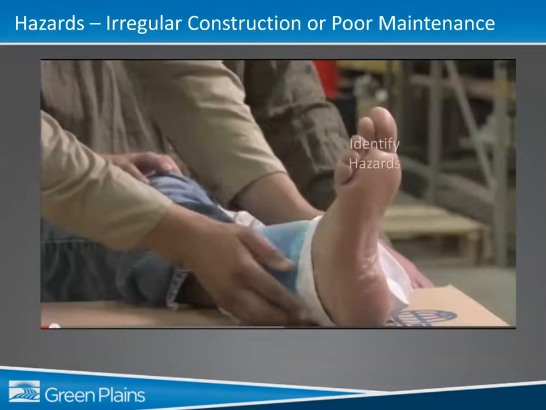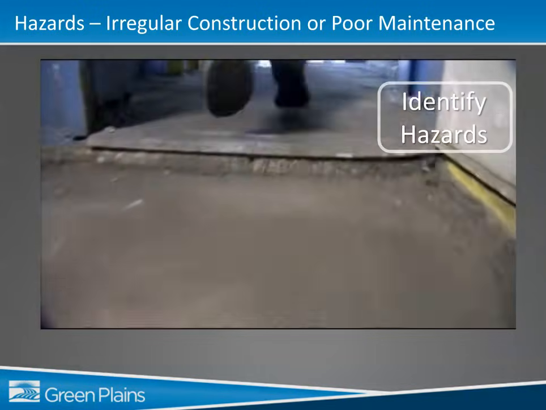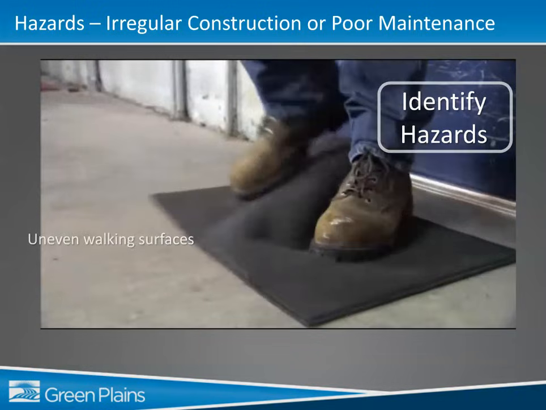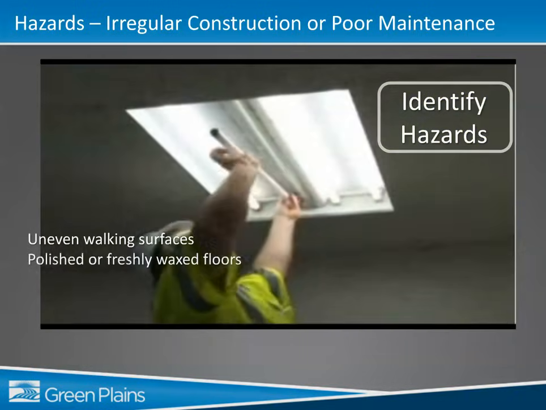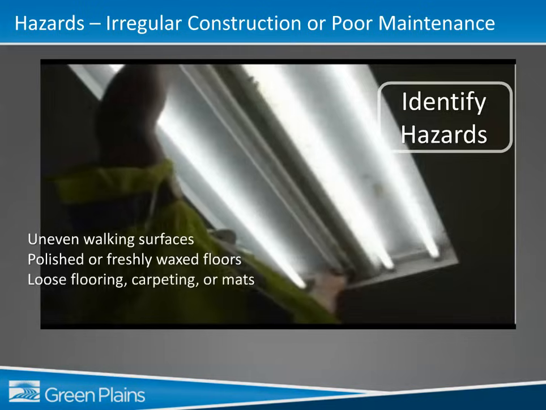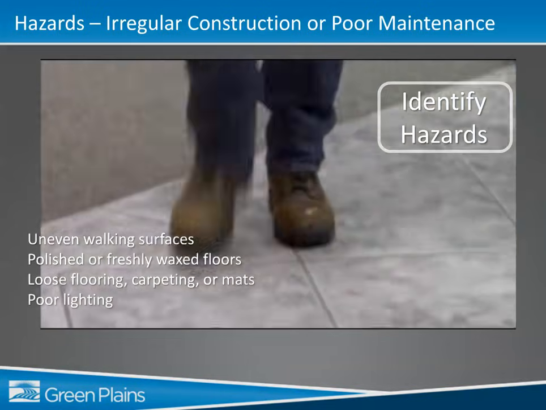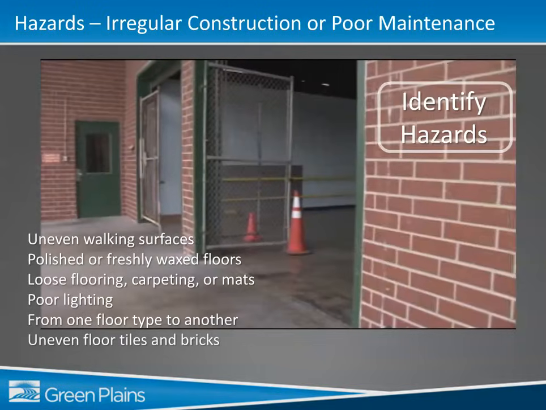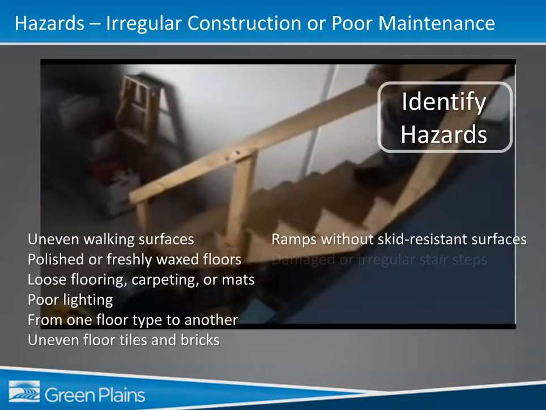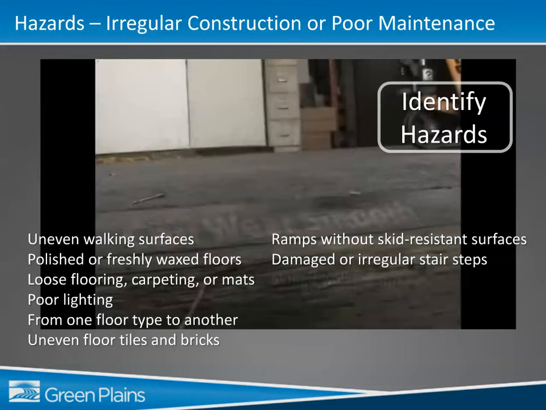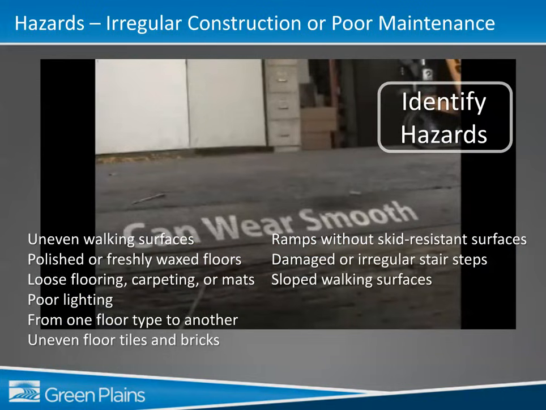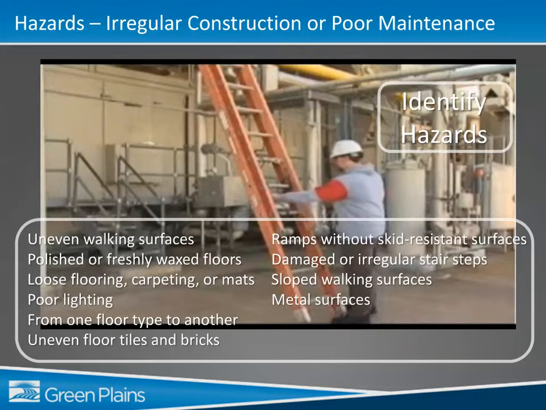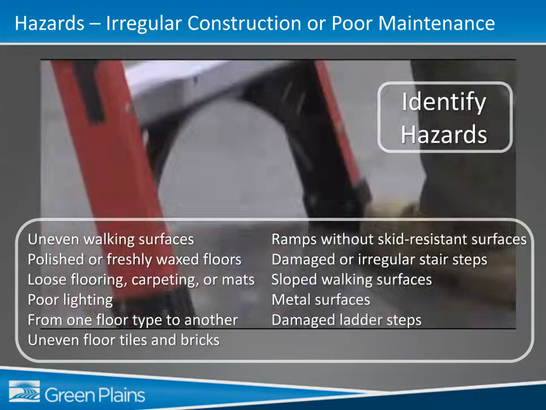Irregular construction elements or poor building and property maintenance can promote hazards for slips, trips, and falls, such as uneven walking surfaces, polished or freshly waxed floors, loose flooring, carpeting or mats, poor lighting, transitions from one floor type to another, missing or uneven floor tiles and bricks, ramps and gangplanks without skid-resistant surfaces, damaged or irregular stair steps, no handrails, sloped walking surfaces, metal surfaces, dock plates, construction plates, poor or inadequate lighting, and damaged ladder steps.